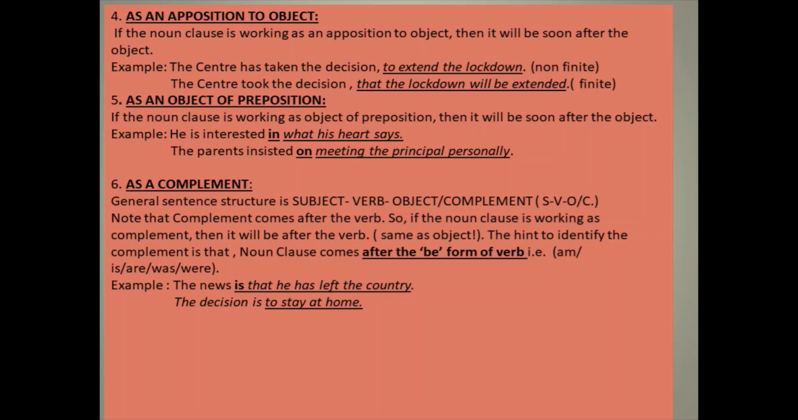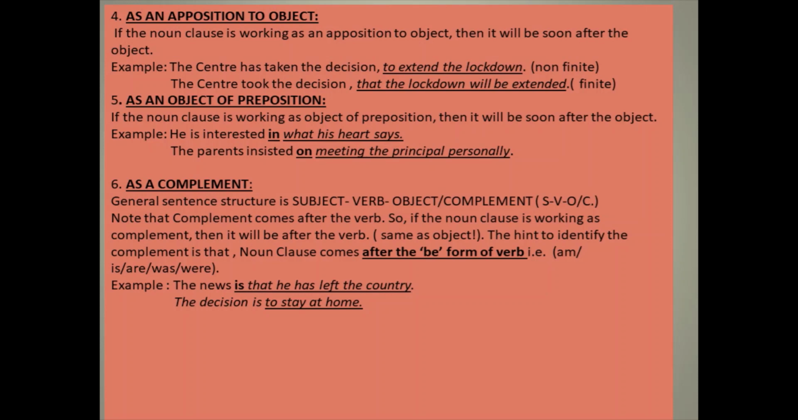Insisted on what? Right? Interested in what? You get the answer. Everything remains the same. The only thing is, if a preposition is included, then you need to work accordingly. Okay, it's not difficult. Just relate it. Just walk in continuation. Just take the step one by one and add on to extra things that are coming in the way. Okay. Now the last one is as a complement.